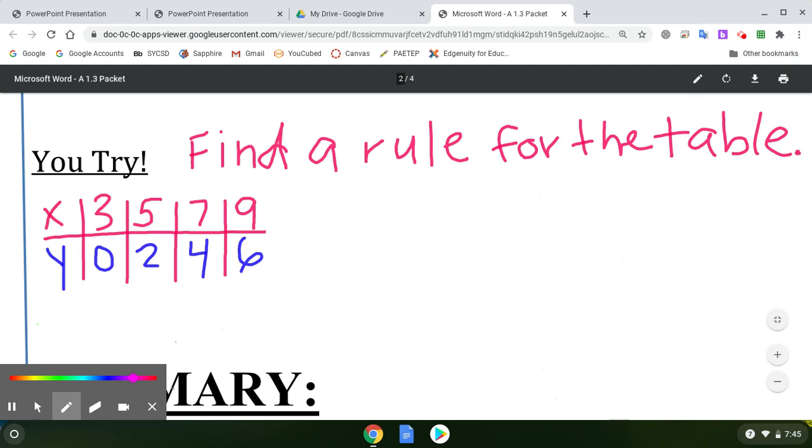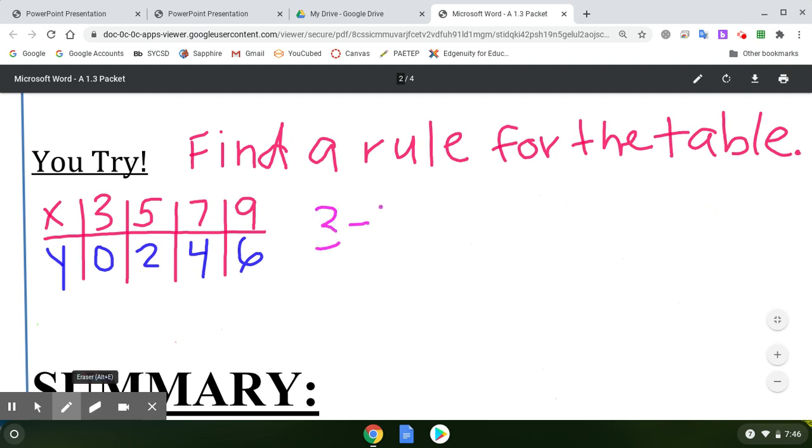All right, so you might start by comparing all of the outputs to the inputs. How is 0 related to 3? Well, 3 times 0 is 0. 3 minus 3 is 0. Those might be our two options. But then we apply it to the next ordered pair. 5 times 0 would also be 0, so that doesn't work. But 5 minus 3 does equal 2. So we can write all of those out.